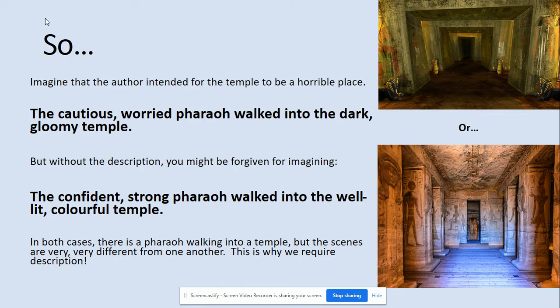So imagine that the author intended for the temple to be a horrible place. The cautious, worried pharaoh walked into the dark, gloomy temple. Now, without description, you might be forgiven for imagining the confident, strong pharaoh walked into the well-lit, colourful temple. So in both cases, it's a pharaoh walking into a temple, but the scenes are very, very different from one another. This is why we need description.